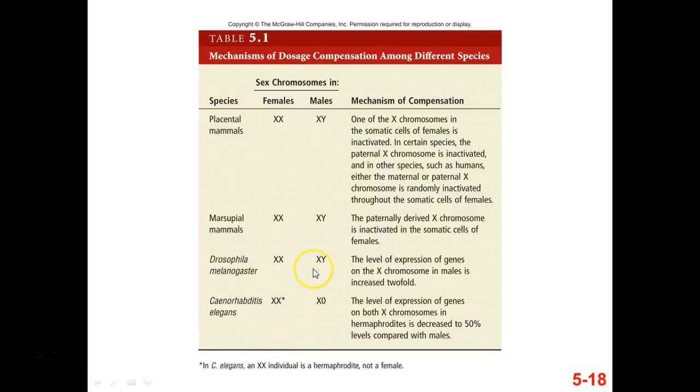For fruit flies, the guys just work harder, right? They produce more product from just one copy machine, from one X. For the ones that have the double X, they just produce less. They don't fully express 100%. Still with me? All right.